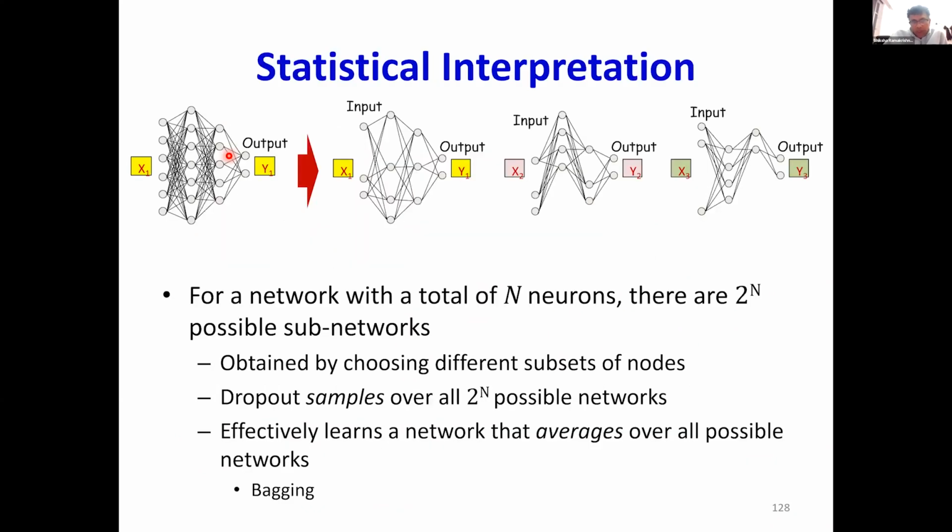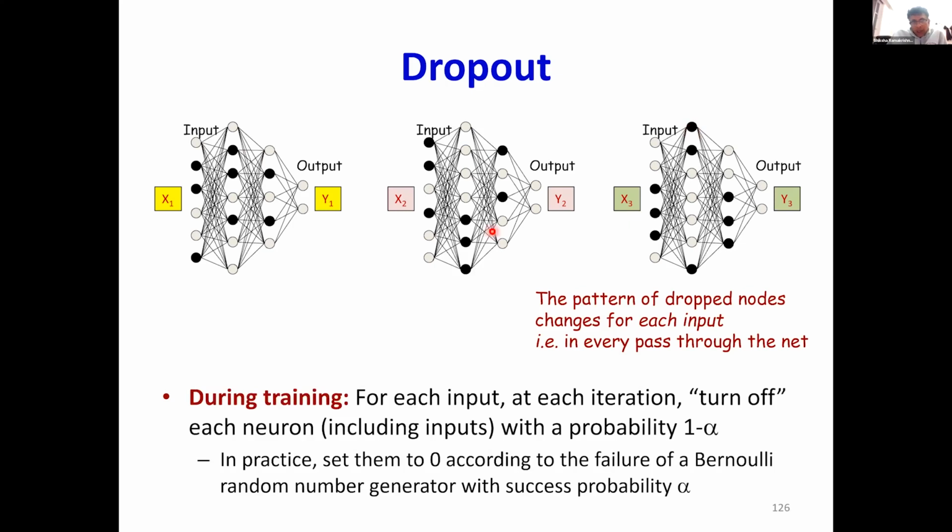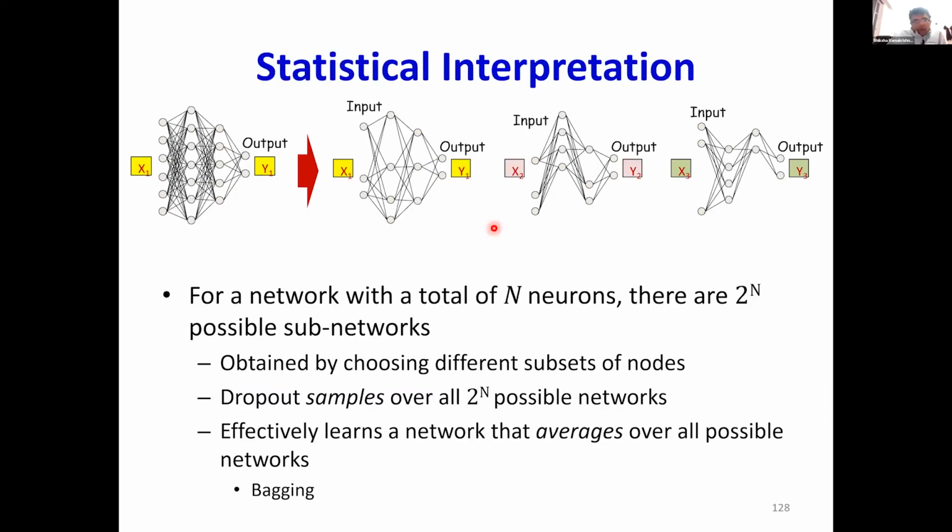And so there are 2 raised to n possible subnetworks obtained by choosing different subsets of nodes. So basically what is happening is you're using this original network as a template, but you're actually treating the original network as a collection of 2 raised to n different classifiers. And each time you flip your coin and turn things off, you're basically sampling one of these 2 raised to n possible networks. Does that make sense?